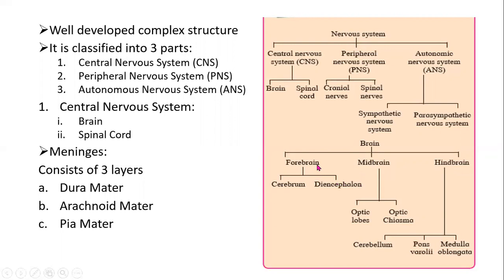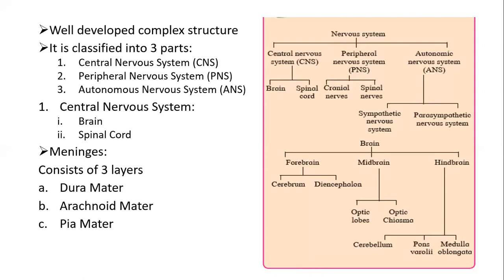Again, forebrain is divided into cerebrum and diencephalon. Midbrain is divided into optic chiasma and optic lobes. And the hindbrain, which is divided into three parts, that is cerebellum, pons varolii and medulla oblongata. So this is the chart of nervous system.